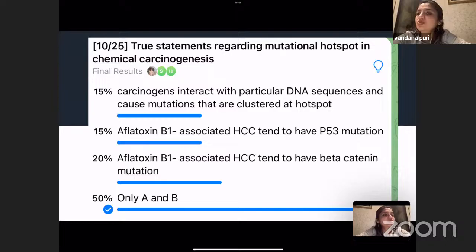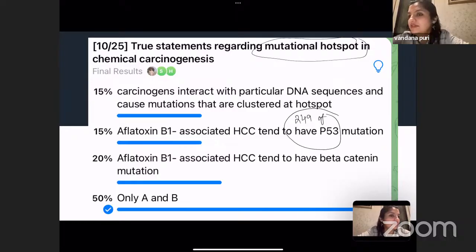So what about this mutational hotspot, guys? Mutational hotspot is a new update in chemical carcinogenesis, that chemicals, whenever they target any gene or DNA, they target at the hotspots. And these hotspots are very, very important. They are particular DNA sequences which are affected by a particular chemical. The classical example for this is aflatoxin. Aflatoxin typically affects codon 249 of P53. So whenever codon 249 of P53 is affected, you should always think of aflatoxin induced liver damage.